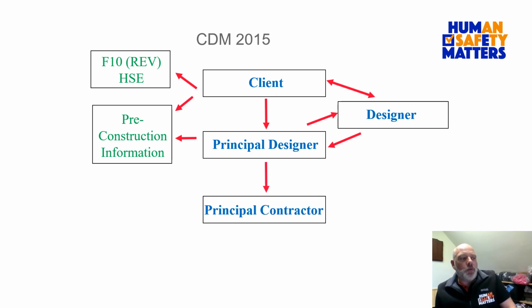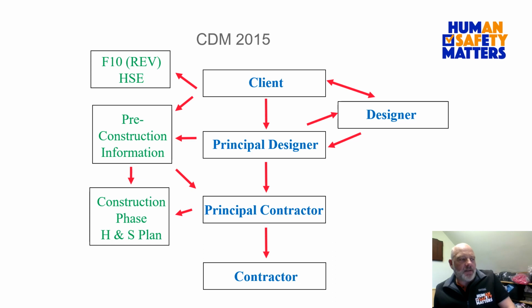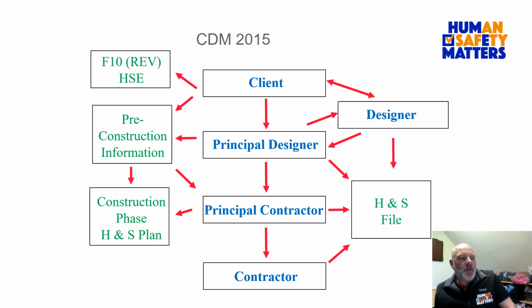We then move on to the construction phase and the client will put in place the principal contractor in association with the principal designer, and the principal contractor will take the pre-construction information and make it into a construction phase health and safety plan. He will then give parts of the health and safety plan to the contractor, and the contractor, the principal contractor, principal designer and designer will add in information to the health and safety file.